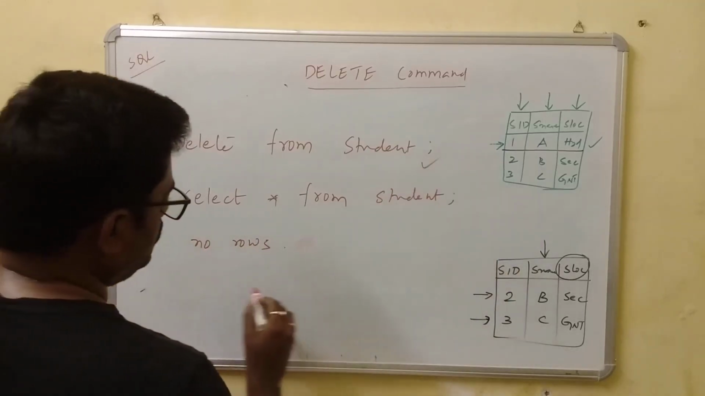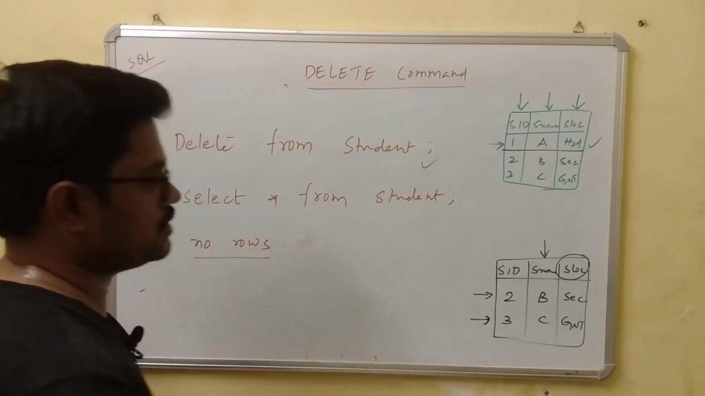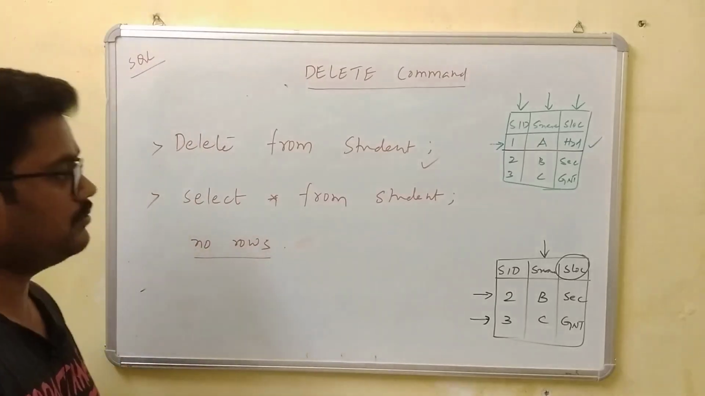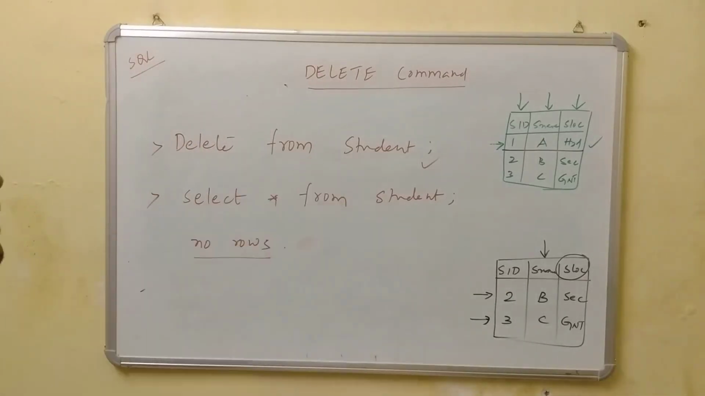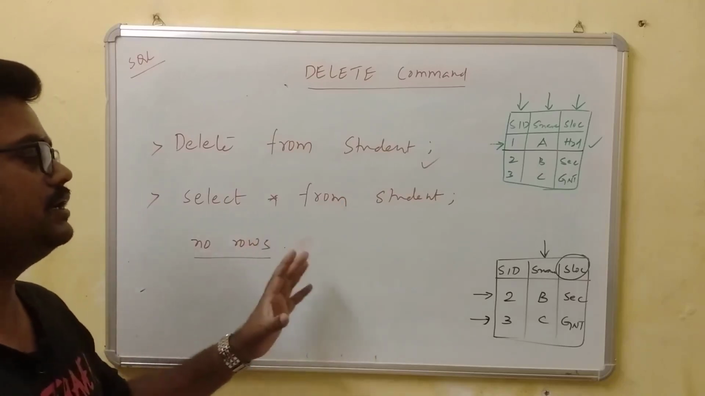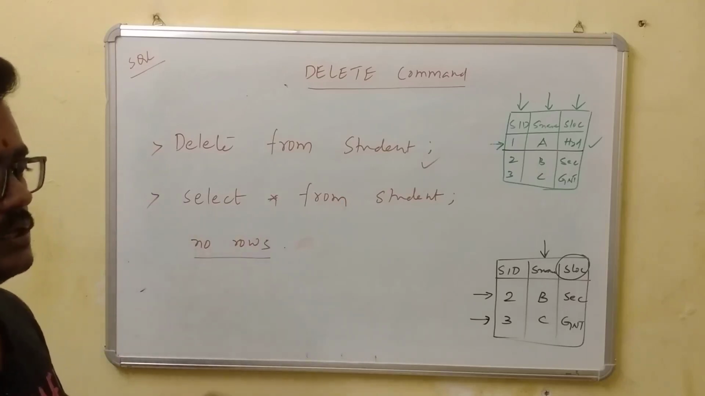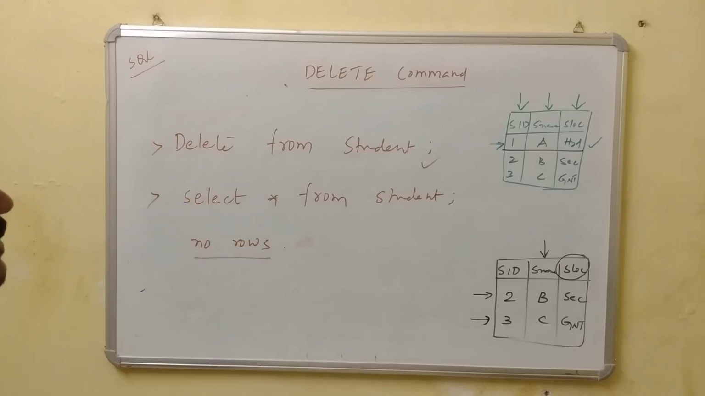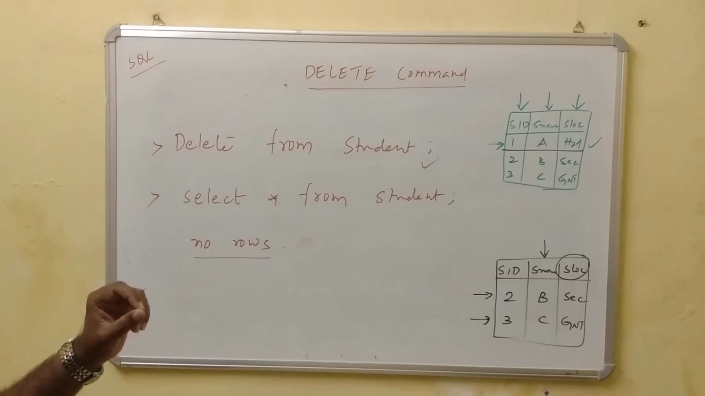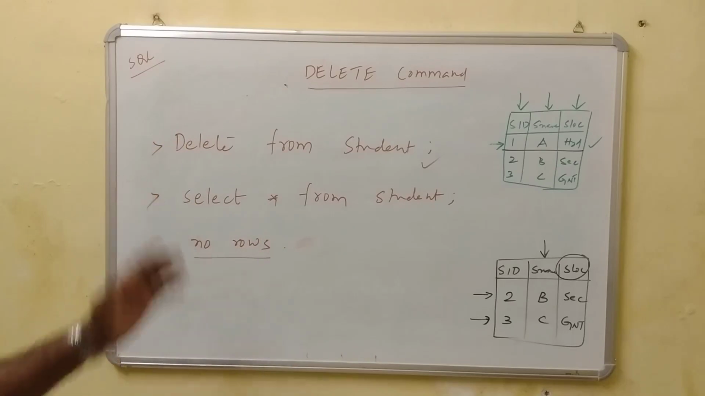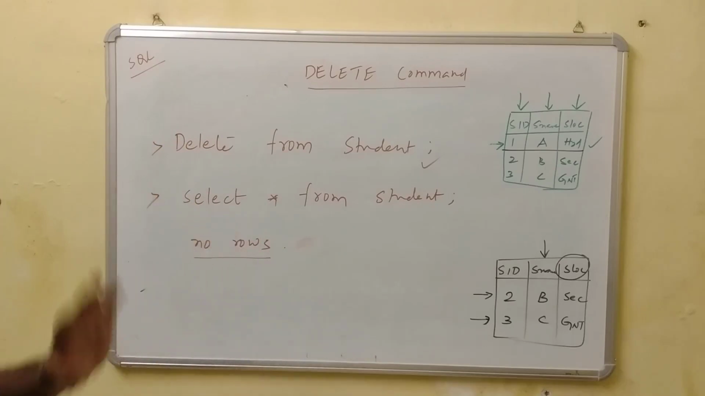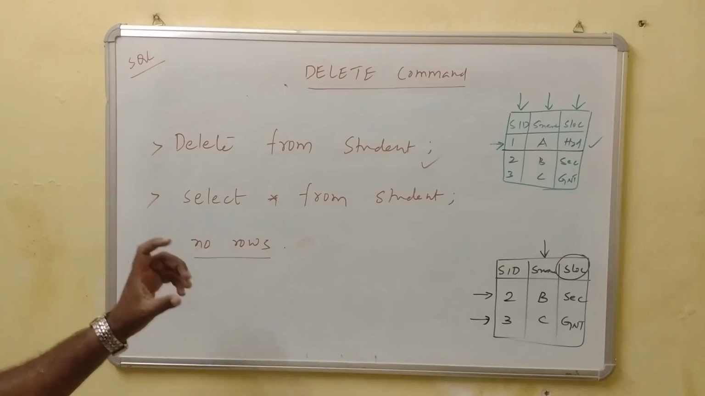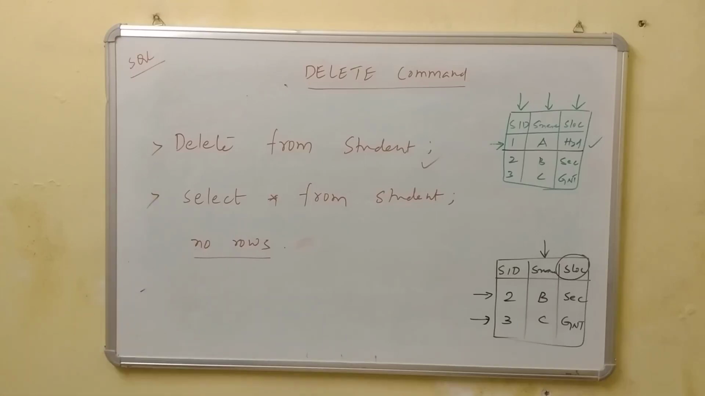So it is displaying that no rows are available in the existing table, which is called student. So this is how we are going to work with the delete command. This is the main purpose. Once you create tables, if you specifically want to delete row-wise or all rows, you are able to delete all the rows. So this is the complete information regarding the delete command.